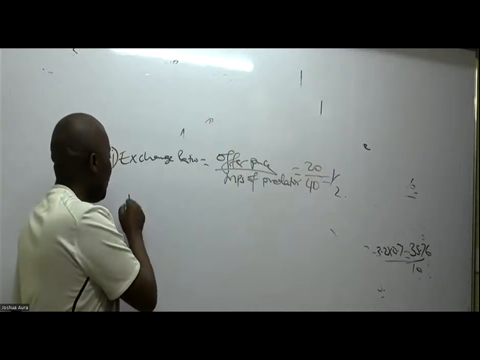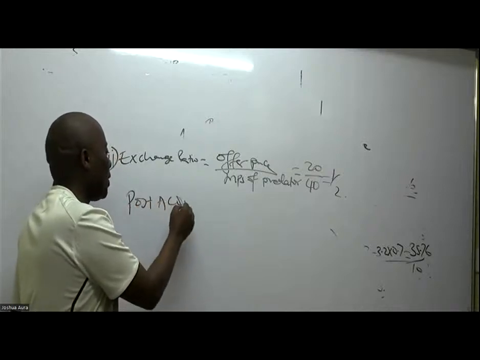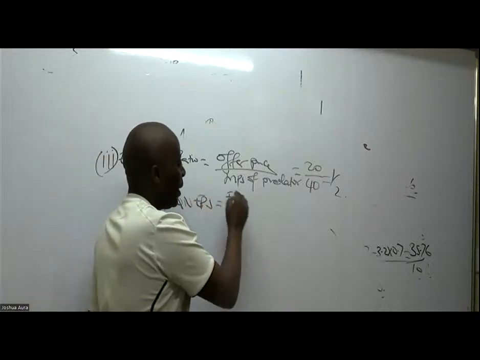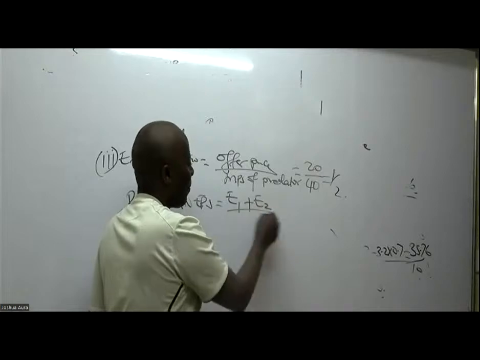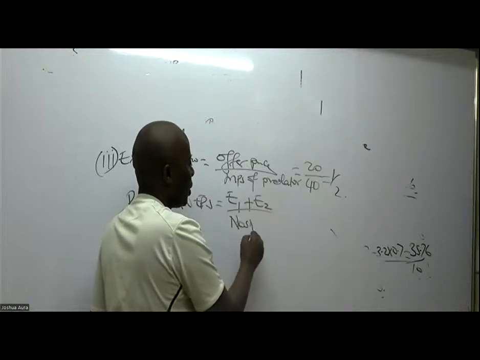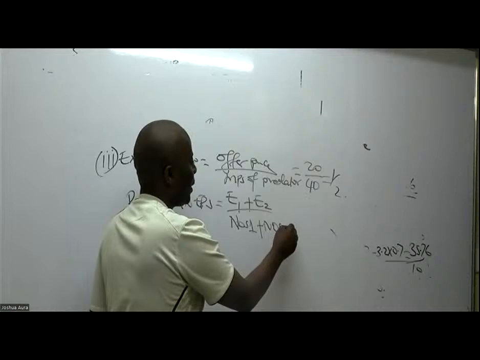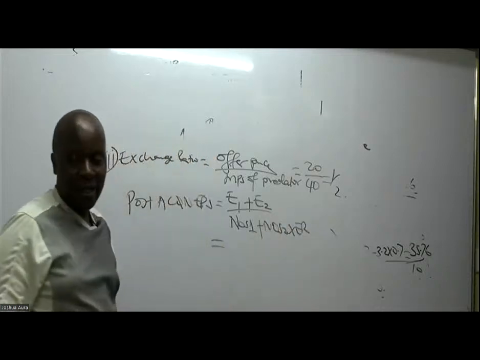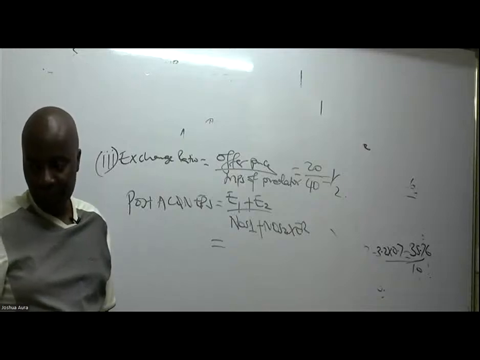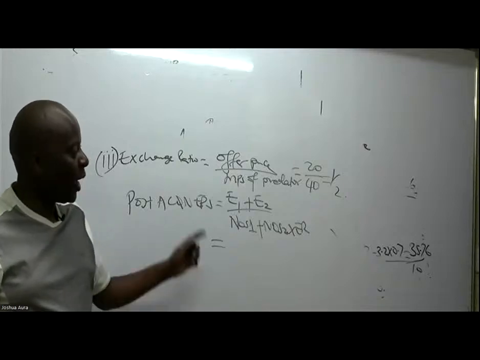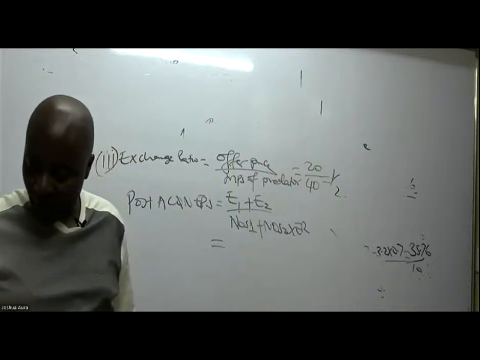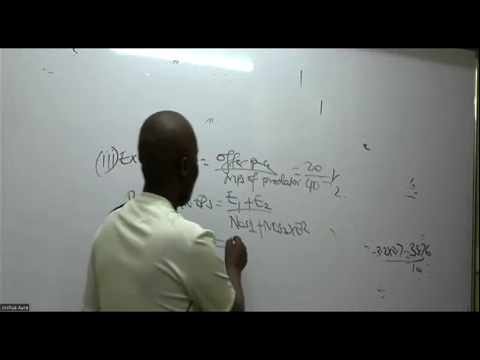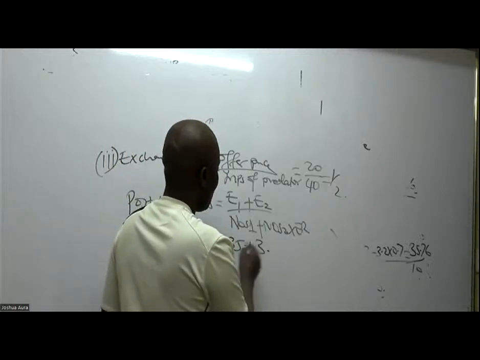And then go ahead and give us what we are calling the post-acquisition EPS. So post-acquisition EPS will be earnings of company 1 plus earnings of company 2, over number of ordinary shares of company 1 plus number of ordinary shares of company 2 multiplied by the exchange ratio. Earnings of company 1 is 35, plus earnings of company 2, 3.